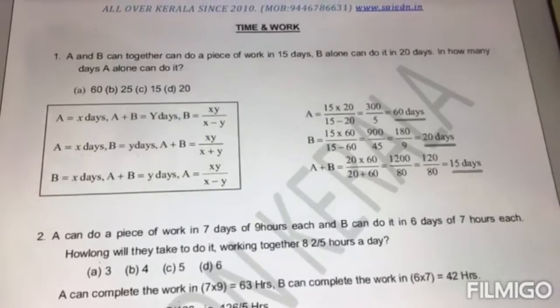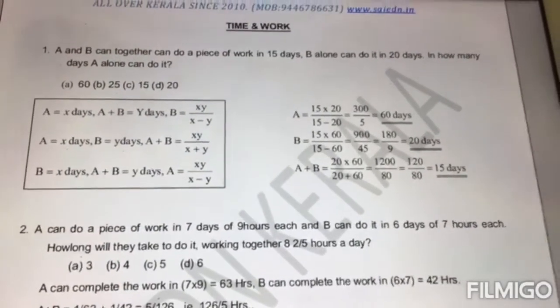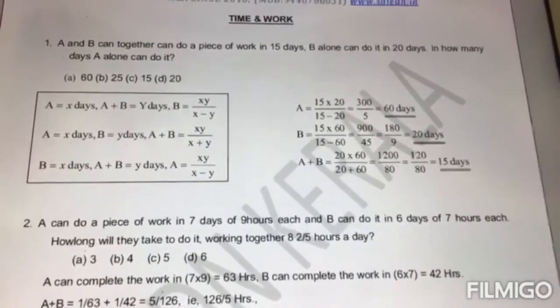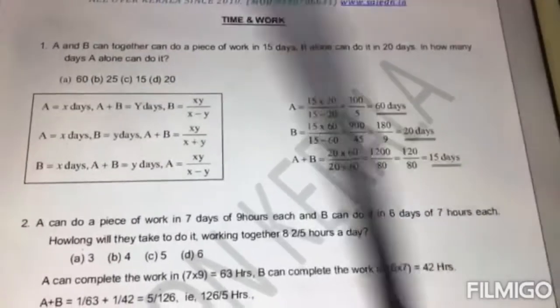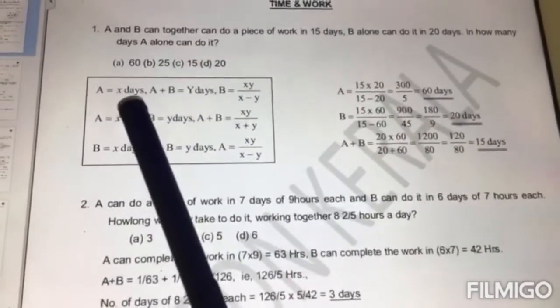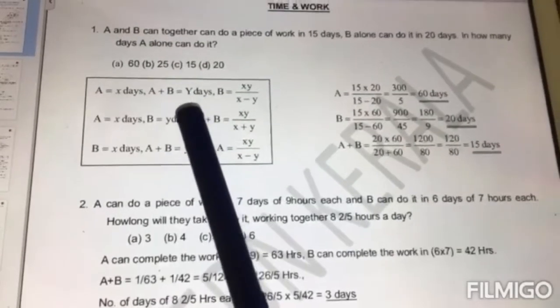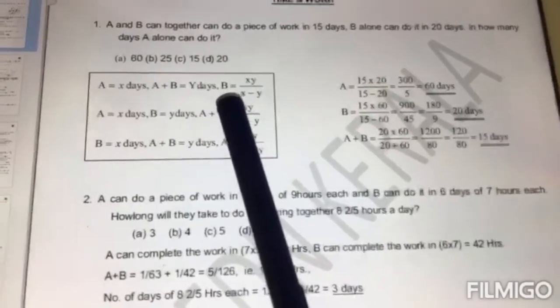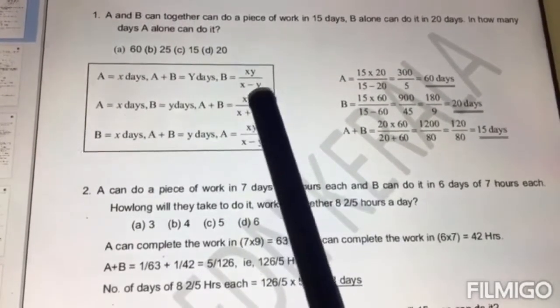A and B together can do a piece of work in 15 days. B alone can do it in 20 days. In how many days can A alone do it? So here they have given us a formula. When they have given you the number of days that A can do the work, let it be X days, and A plus B can do it in Y days, then the number of days that B alone will take to do the work is nothing but XY divided by X minus Y.